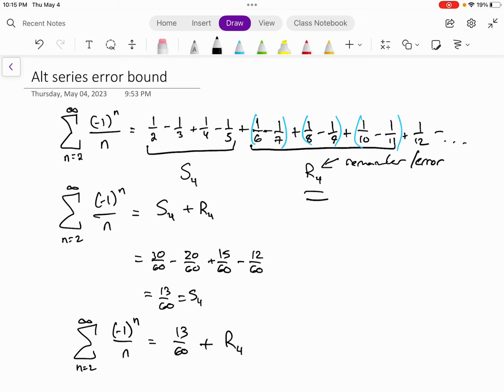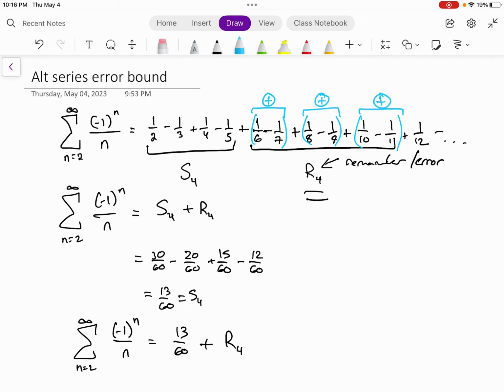And what can you tell me about every single blue term? Well, a 6th is bigger than a 7th, so this set here is a positive number. We don't know what it is, but it's positive. Same thing here: 1/8 is bigger than a 9th. This is a positive number. 1/10 minus 1/11, this is a positive number.